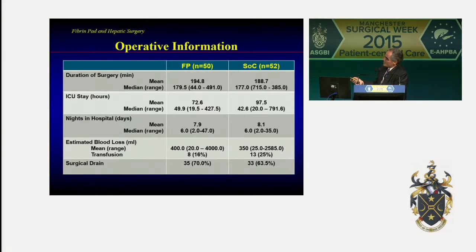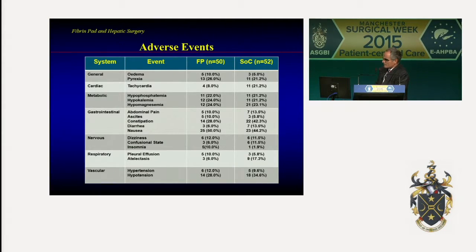Operative information: surgery tended to be about 3 hours, but obviously quite a range. ICU stay about 3 days, but again quite a range. Patients spent about 8 nights in hospital. Blood loss as measured with swab weights and suction volumes was similar in both groups, but there was less of a transfusion requirement in the fibrin pad group during their admission, and surgical drains were used according to surgeon discretion.